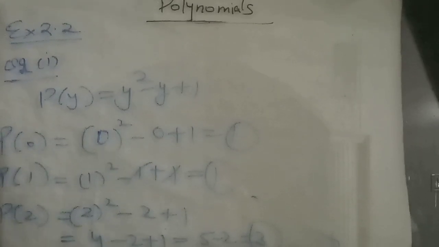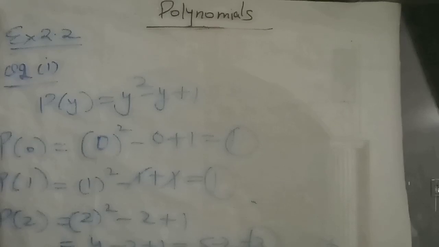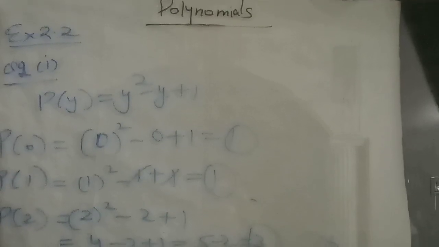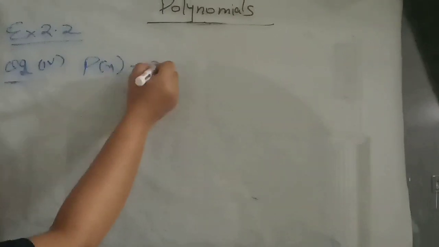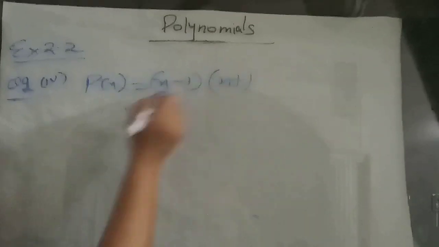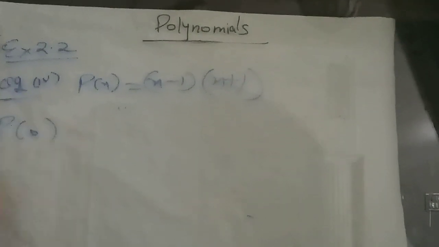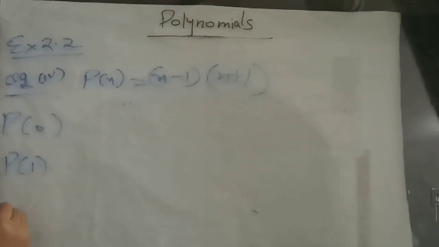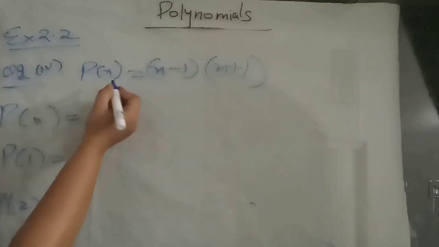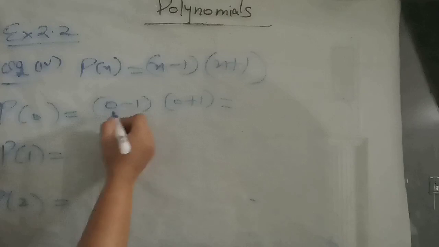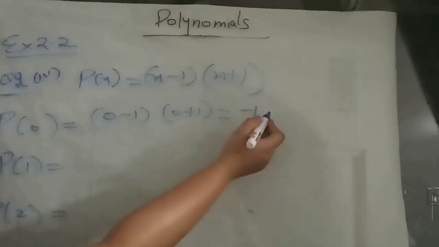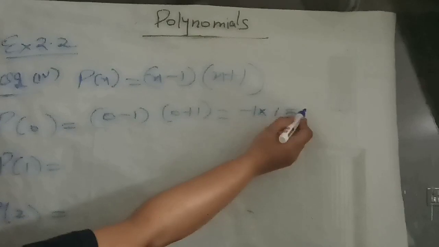Now the next part you will try yourself. I am doing the fourth part. p(x) is equal to (x minus 1) into (x plus 1). You have to find p(0), p(1), p(2). These values you have to find. So put 0 here: 0 minus 1 is minus 1, 0 plus 1 is 1. So your answer is minus 1.